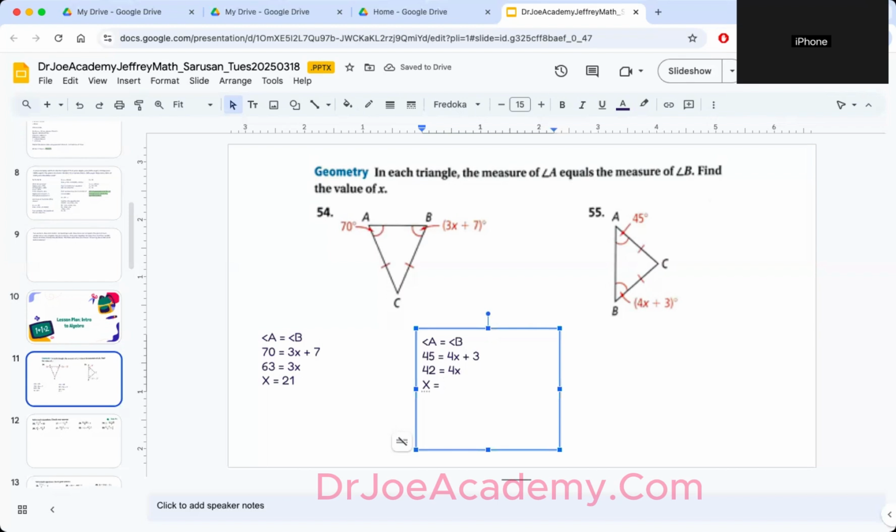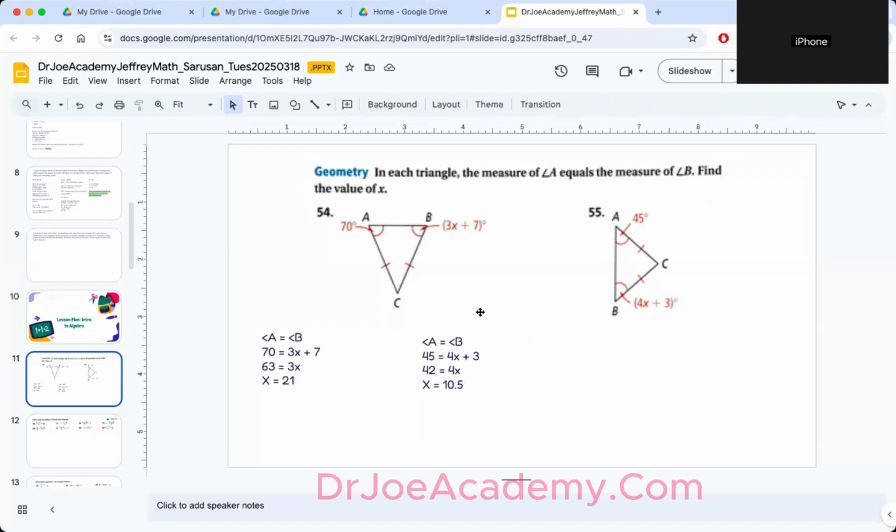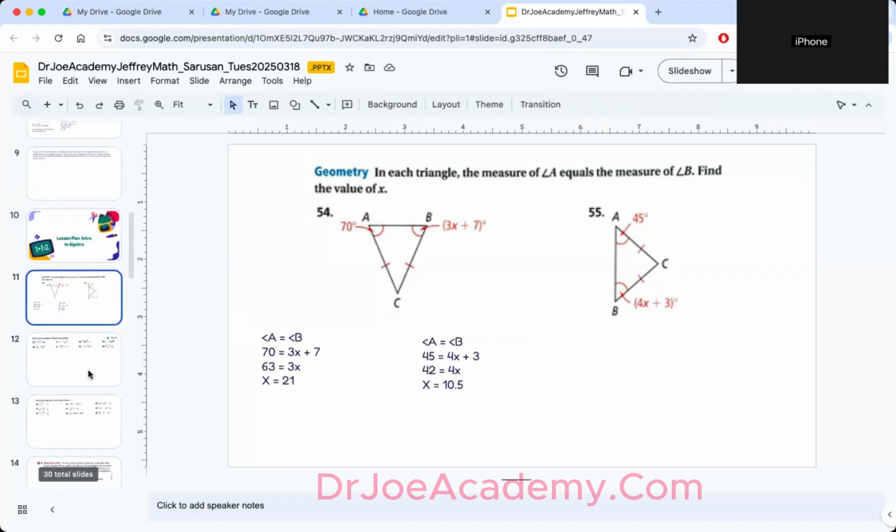It equals 10.5. Yeah, looks good to me. So it's 21 divided by 2. Yep, sounds good. So x equals 10.5. Perfect. Very well done. Let's go to the next slide.